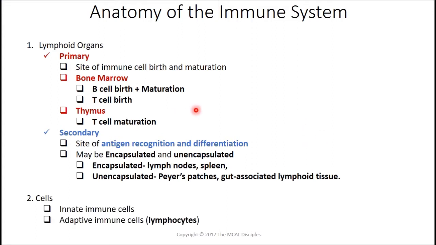Then there are cells. You have innate immune cells and you have adaptive immune cells. The adaptive immune cells are called lymphocytes. Both of these together, innate immune cells and adaptive immune cells, are the leukocytes, also known as white blood cells. You should know that distinction between a lymphocyte and a leukocyte. Every lymphocyte is a leukocyte, but not every leukocyte is a lymphocyte. Leukocyte is the general term for white blood cells, and lymphocyte is a specific type of white blood cell called the adaptive immune cells. So the B cells, T cells, natural killer cells.